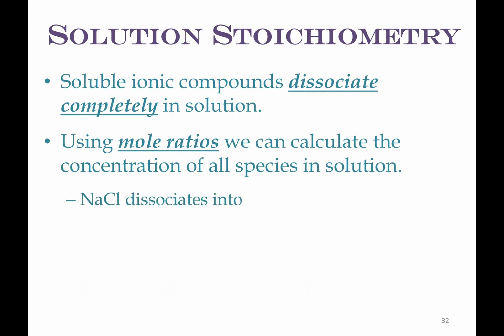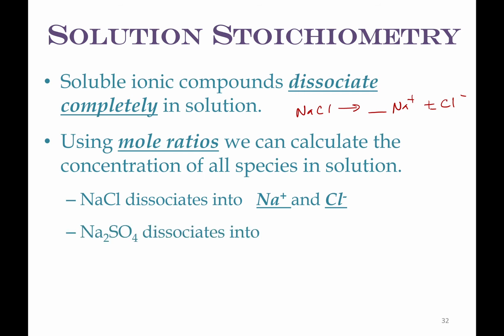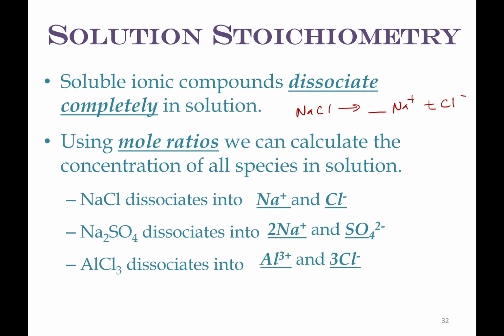So what would NaCl dissociate into? So we're talking about NaCl breaks down into how many sodium ions and how many chloride ions. So it would be 1 Na and 1 Cl anion. So 1 sodium ion and 1 chloride ion. What about Na2SO4? Pause it, try it. 2 sodium ions and 1 sulfate anion. And aluminum chloride, 1 aluminum and 3 chloride. So we're just looking at those ratios for these, and then we're going to do a little bit of math.